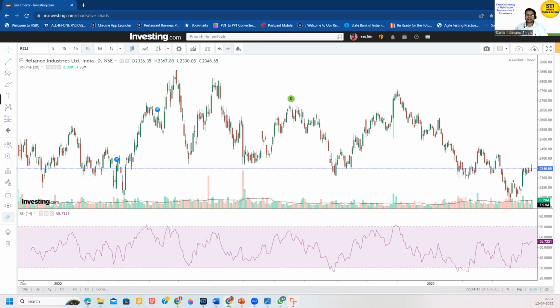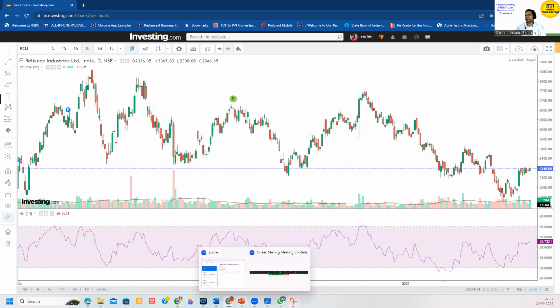Great. In the chart where you showed us the buy and the sell, where you made the correction, can we go to that point? Yes.